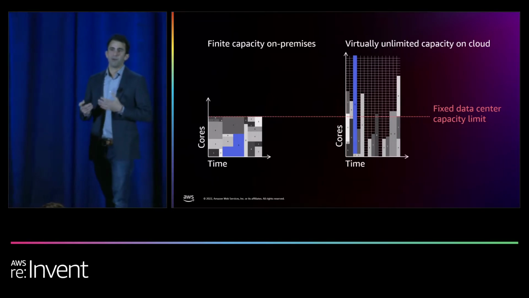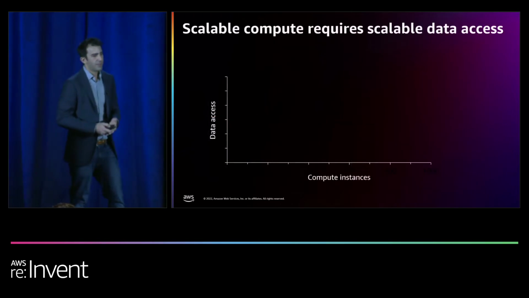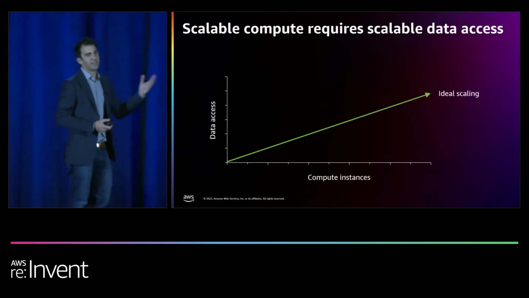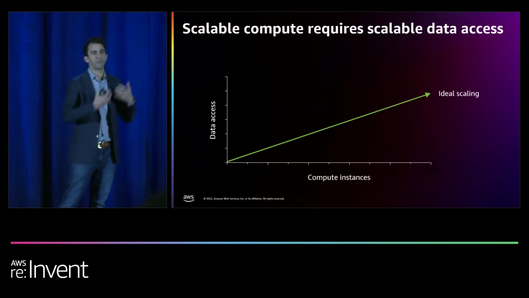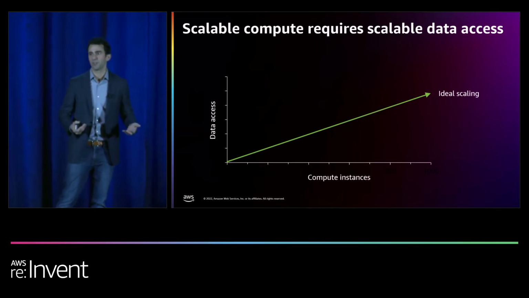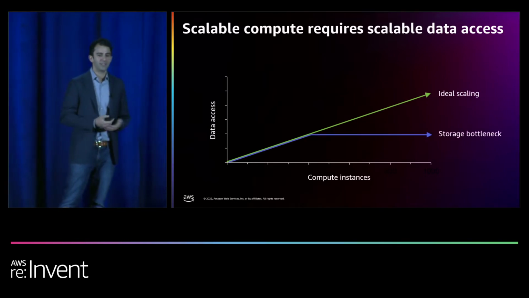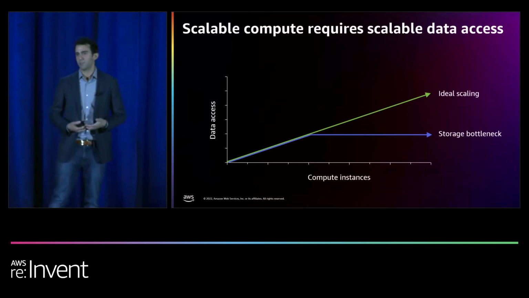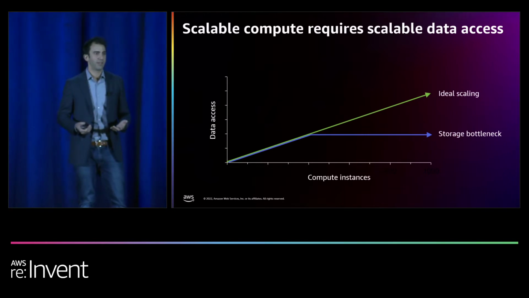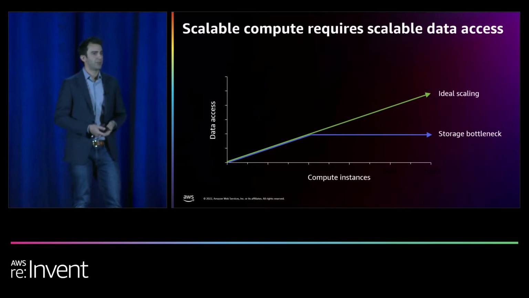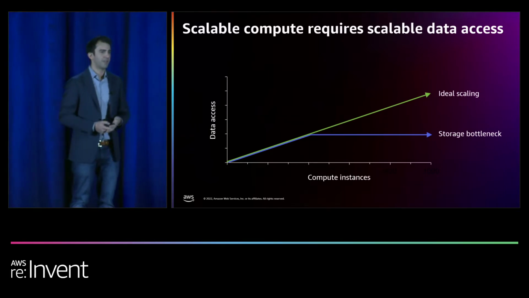But compute is only a part of the story. Scalable compute requires scalable data access. And in an ideal world, it looks like this. The more compute you throw at a problem, the more data access you have available to support that compute and make sure it's fully utilized. In practice, that isn't always the case. And sometimes you end up with a storage bottleneck, a networking bottleneck. Your workload will still run, but you won't get the most value out of those compute resources, even if they're available in the cloud.